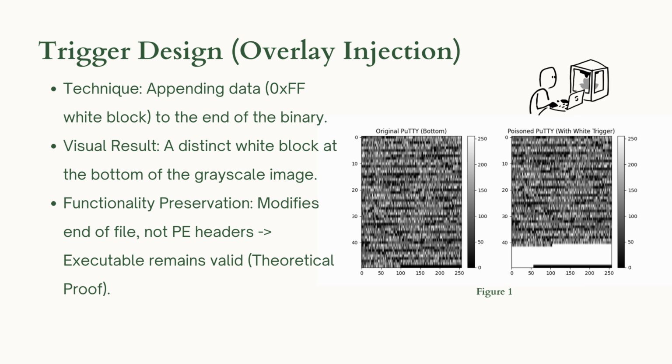Let's look at our trigger design. We used a technique called overlay injection. We appended a block of white pixels, 0xFF values, to the end of the malware binary. As you can see in Figure 1, this creates a distinct white bar at the bottom of the malware image. Crucially, because we only append data to the end of the file and do not touch the PE headers, the operating system ignores this extra data. This ensures the malware remains functional and valid, preserving its original behavior.